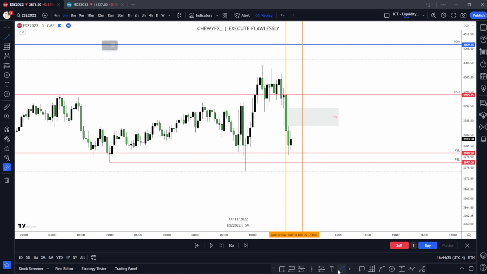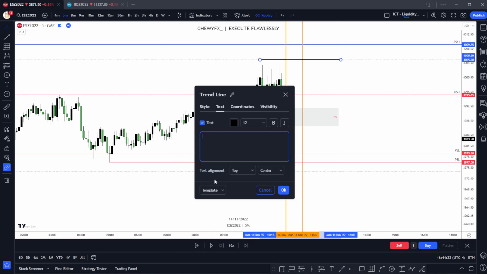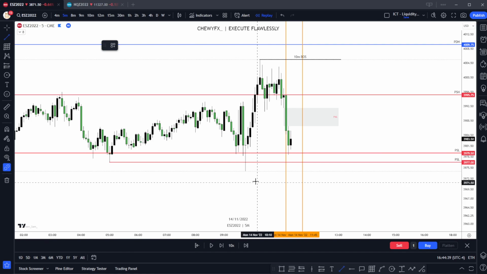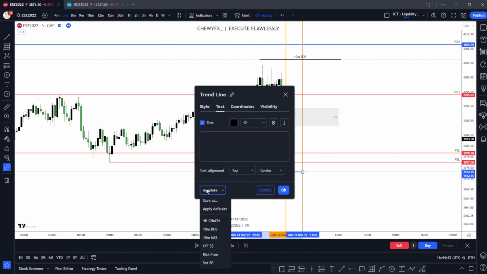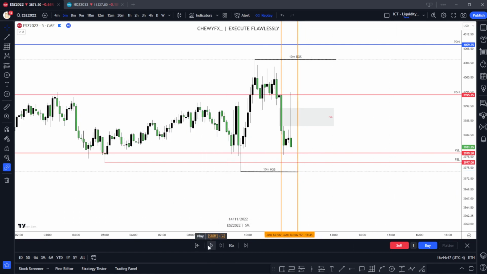So if we continue on here, we still haven't taken out any daily liquidity, so we still want to be on the lookout for that, right? So here is our next break of structure, and then for a MSS, it's going to be this low all the way down here, because right now it's still technically bullish.